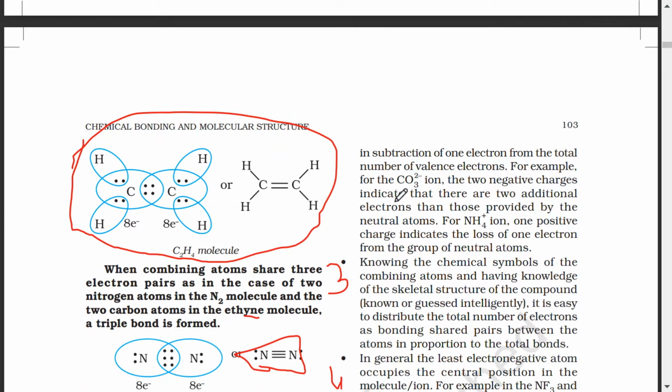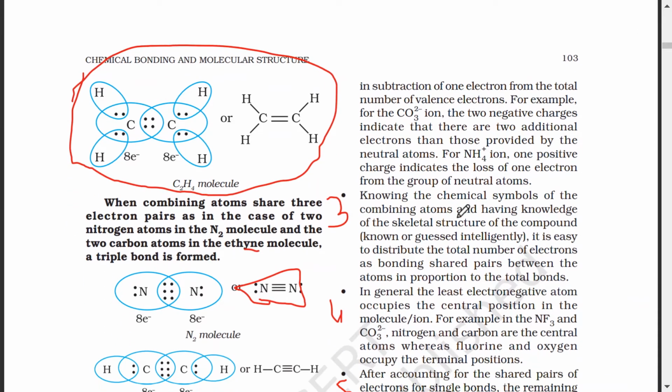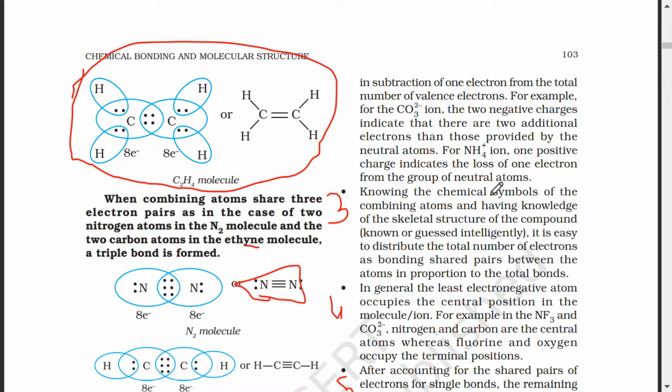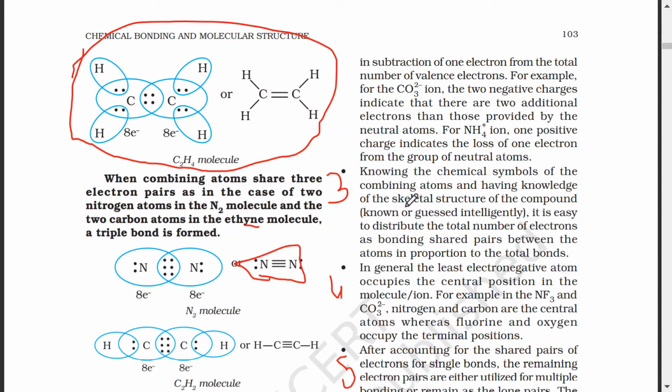For example, for the CO3 2 minus ion, the 2 negative charge indicates that there are 2 additional electrons than those provided by the neutral atoms. For NH3 plus, 1 positive charge indicates the loss of 1 electron from the group of neutral atoms. Knowing the chemical symbols of the combining atoms and having knowledge of the skeletal structure of the compound, known or guessed intelligently, it is easy to distribute the total number of electrons as bonding shared pairs between the atoms in proportion to the total bonds.